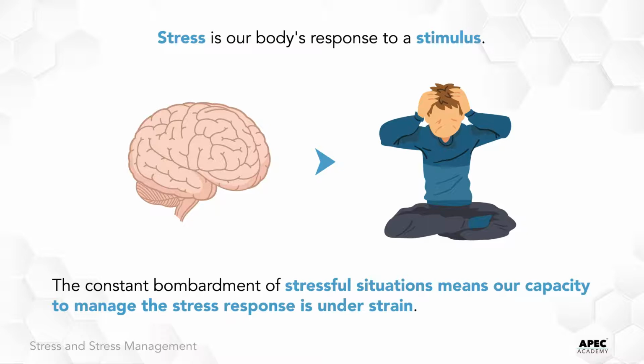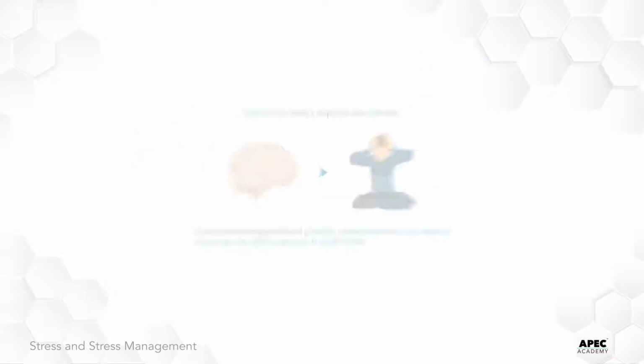Stress is our body's response to a stimulus. Psychological stress refers to our brain's appraisal of certain situations or pressures and our subsequent physiological responses to these. Our previous experiences build up a bank of assumptions and reactions to situations. This was useful in evolutionary terms to keep us safe and avoid threats to our health. Nowadays, however, the constant bombardment of stressful situations means our capacity to manage the stress response is under strain.